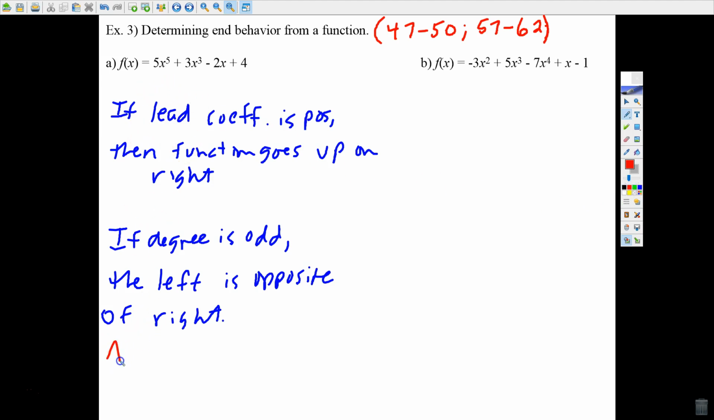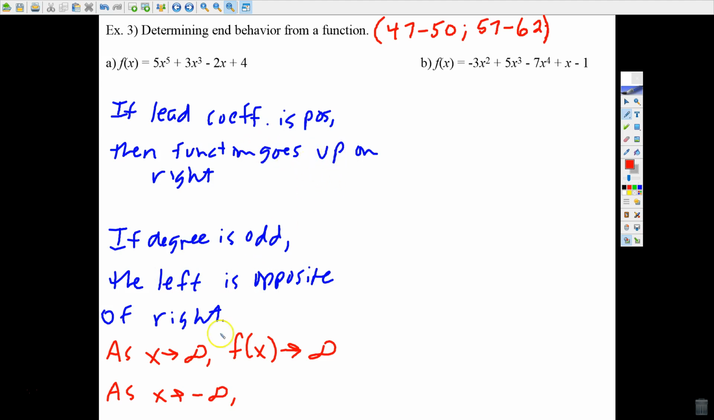So I'll start with describing the right end as x approaches positive infinity. Notice we've already established that the lead coefficient is positive, so in this case it's going to go up on the right. So that means f of x is approaching positive infinity. And then to do the left side, as x approaches negative infinity, we've already established that the degree is odd. Then the opposite will be happening on the left side.